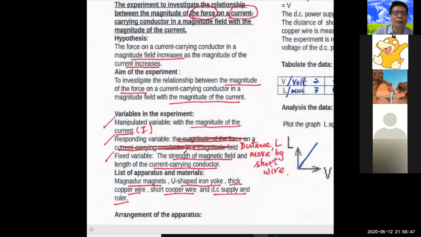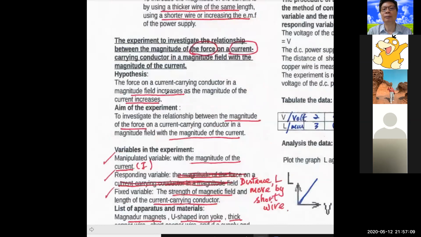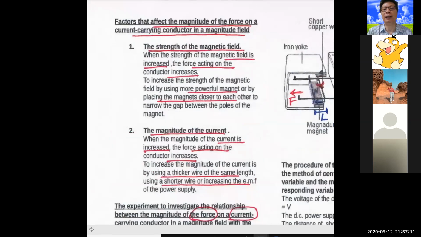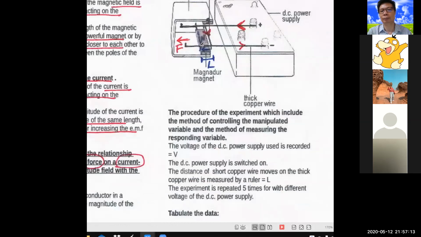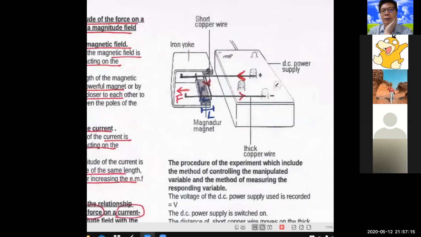Fixed variable, strength of the magnetic field, the permanent magnet must be fixed, and the length of the current carrying conductor, the length of the wire, must be fixed. The list of apparatus given: electromagnet, U-shaped iron yoke, thick copper wire, short copper wire, DC supply, and a ruler. You need a ruler, right? Okay, you can copy. The diagram is here. Learn how to draw the diagram.